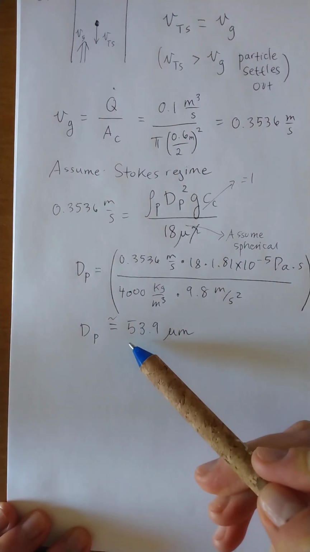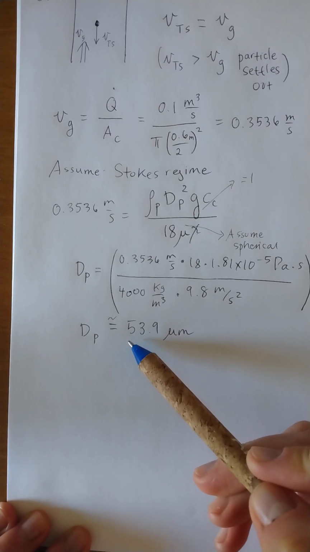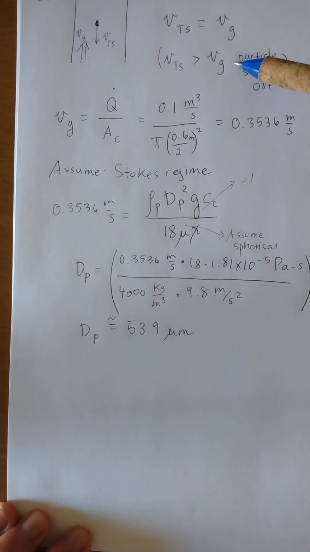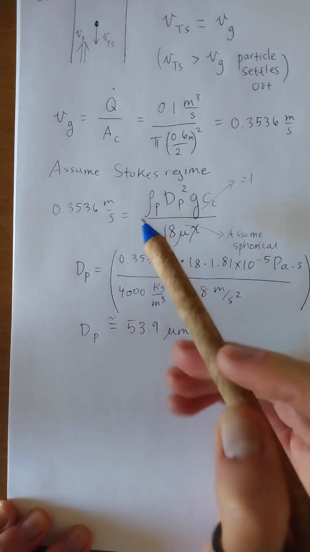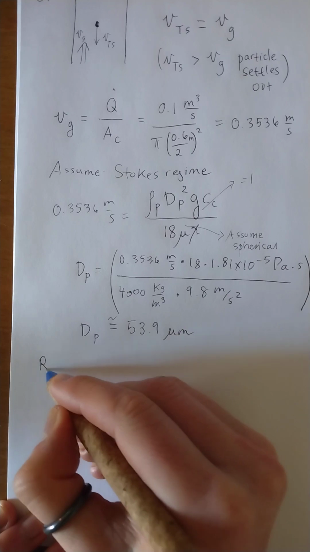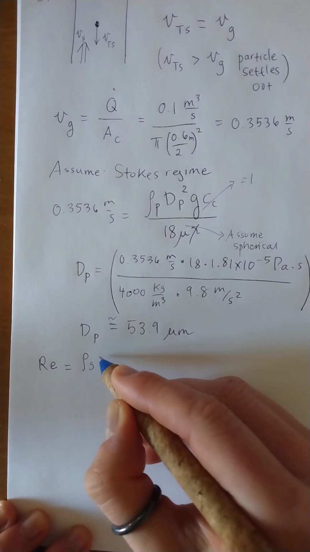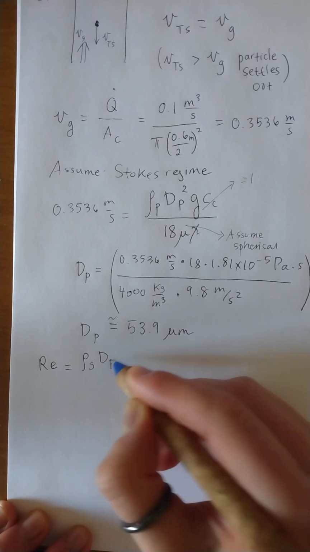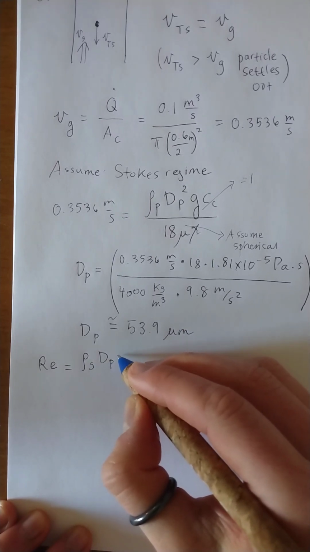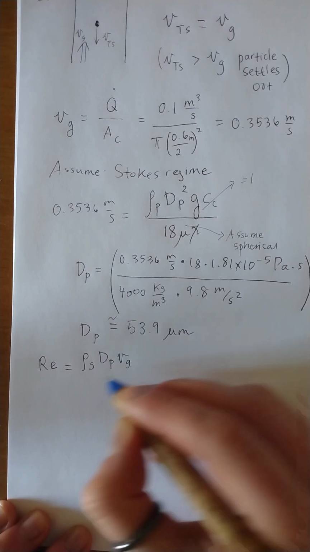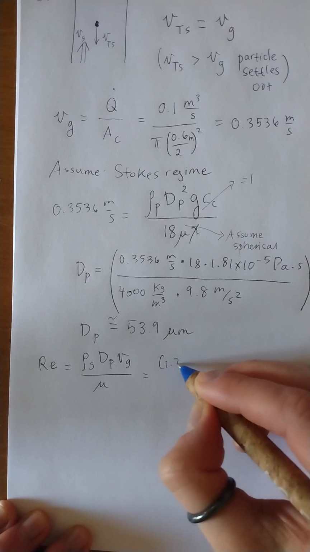So any particle that has a size greater than 53.9 microns will have a larger settling velocity and not be captured in the duct. For completion's sake, we assume that this is the Stokes regime. We should technically go back and calculate our Reynolds number as the density of the gas, the length scale of our obstruction, some kind of velocity, and the viscosity of the gas. So we're looking at air.